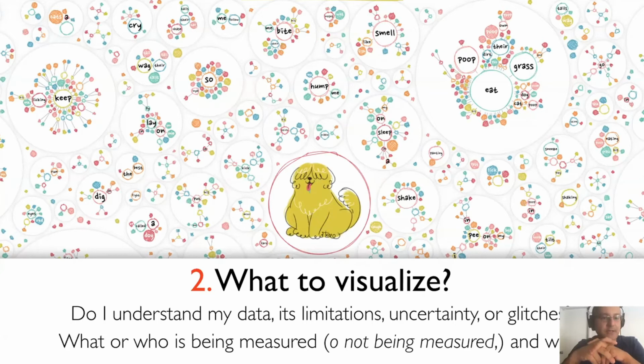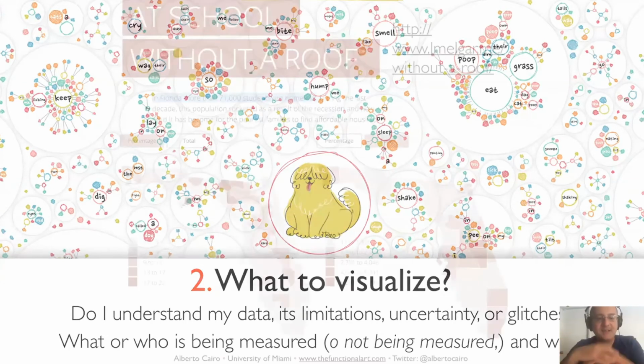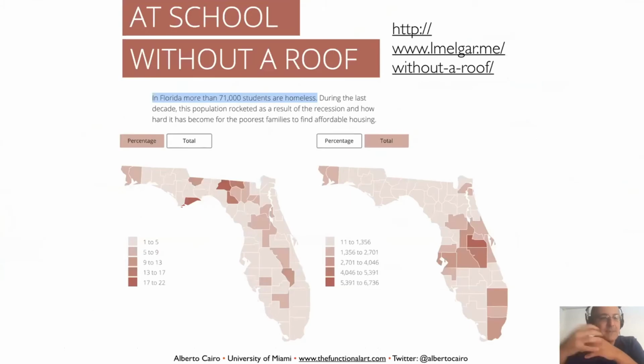homelessness in Florida, student homelessness in Florida. How many students, young people, are homeless in Florida? And when he showed me the first maps and charts that he created, I was shocked, because I saw that in some counties, this is a county level map of Florida, in some counties, 1 out of 5 of the students are homeless. Homeless people, 1 out of 5, that's a lot.